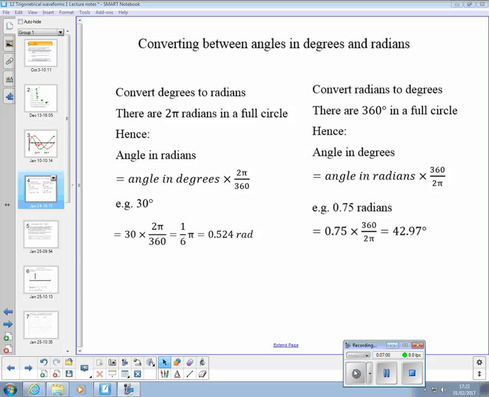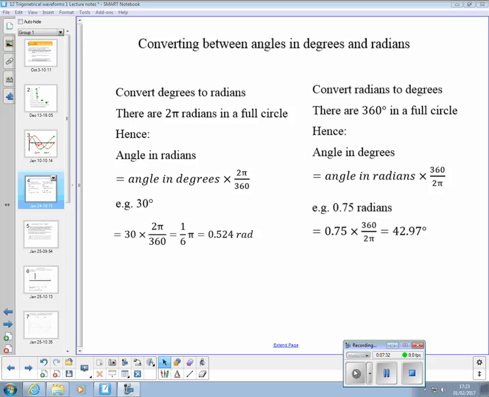So, converting between angles in degrees and angles in radians. There's 2 pi radians in a full circle. Okay, so we've got an angle in degrees and we want it in radians. We take that angle in degrees and multiply it by 2 pi over 360. You might have also seen it as pi over 180, you're doing the same thing.